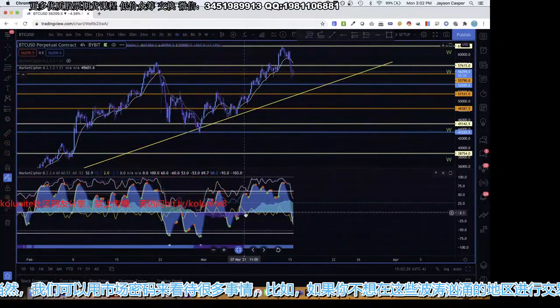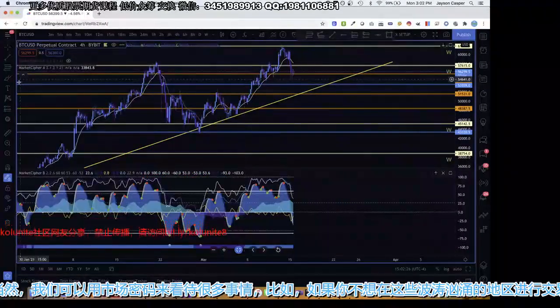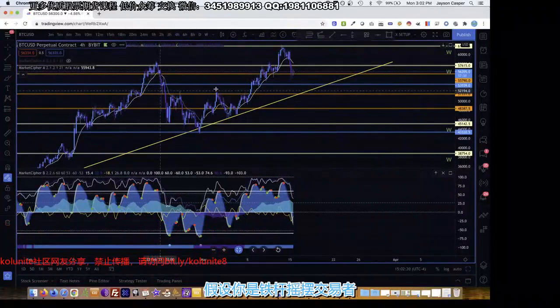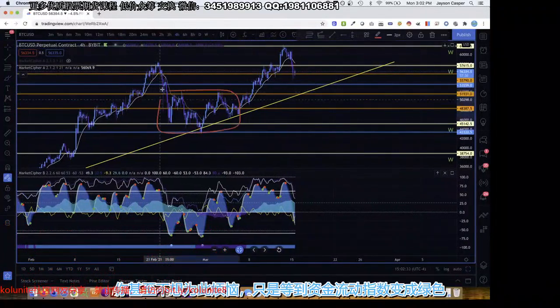Like, for example, if you don't want to trade in these choppy areas right here, right? These are choppy areas. Let's say you're a hardcore swing trader. You don't even want to bother with this.